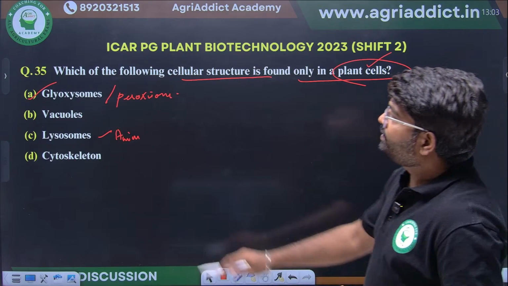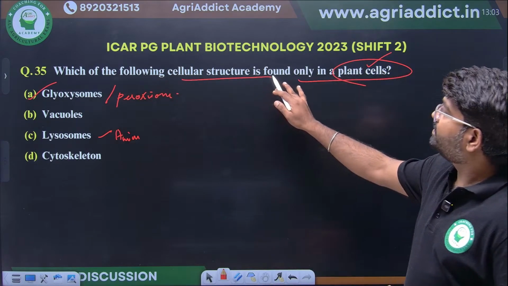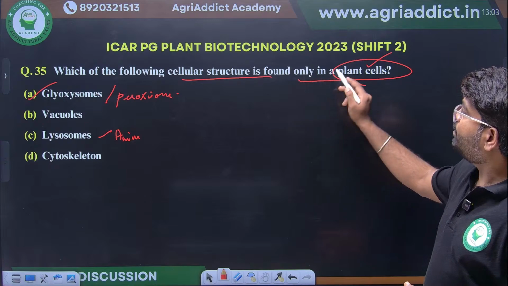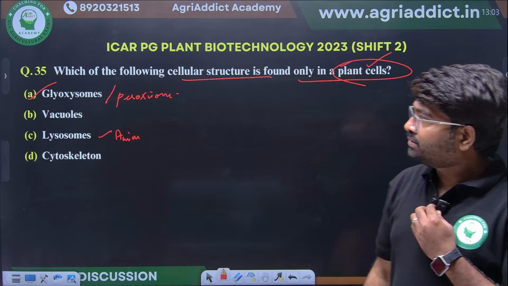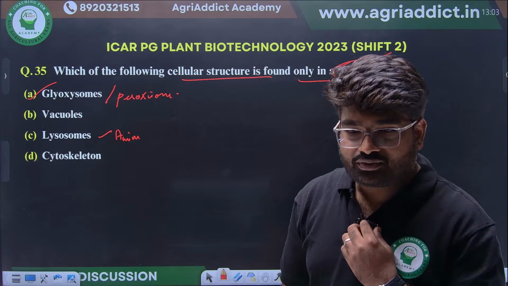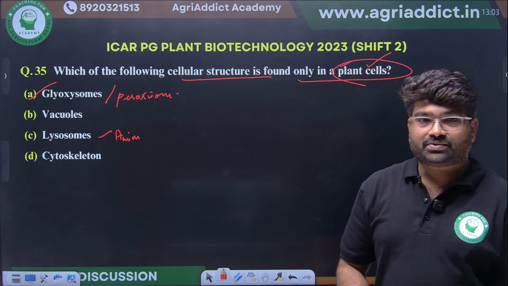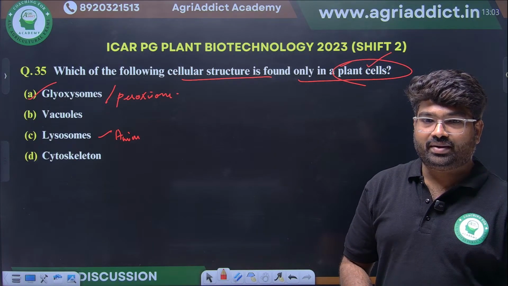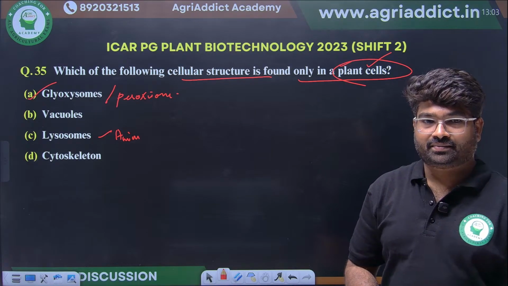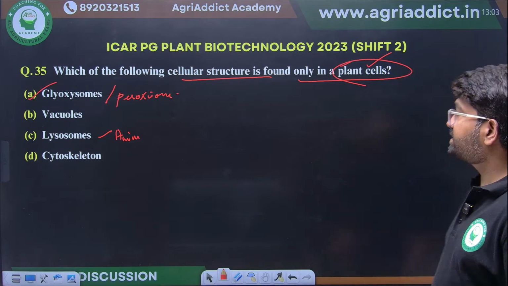Which of the following cellular structures is found only in plant cell? Someone has answered option B. What will be the answer? Whether it's option B or option C, A, and D. Glyoxysomes are specific for plants, no? Yes.